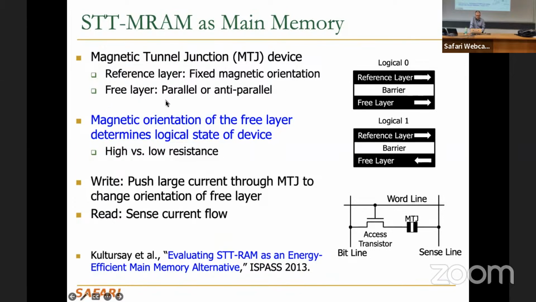And there is also a free layer that can be parallel or anti-parallel. When the free layer is parallel with the reference layer, you can encode it as logical 0. And when it is anti-parallel, you can encode it as logical 1, for example. So the magnetic orientation of the free layer determines the logical state of the device, high versus low resistance. For write, you need to push a large current through the MTJ to change the orientation of the free layer, essentially. And for read, you need to sense current flow, essentially.